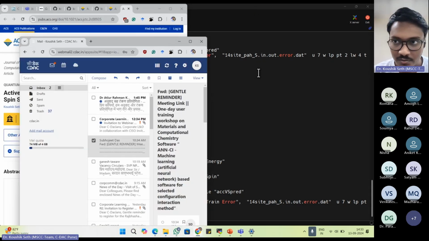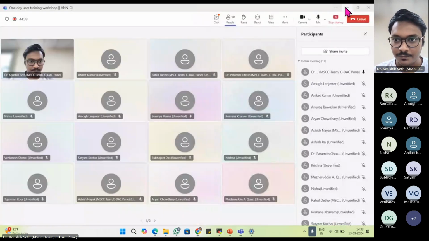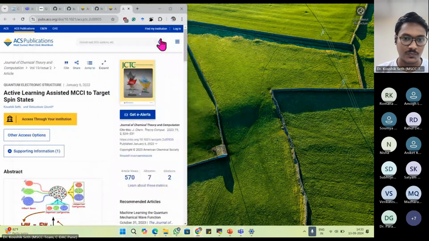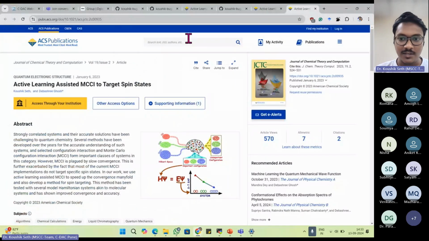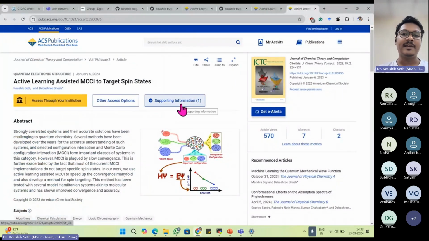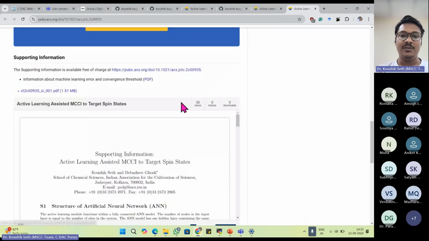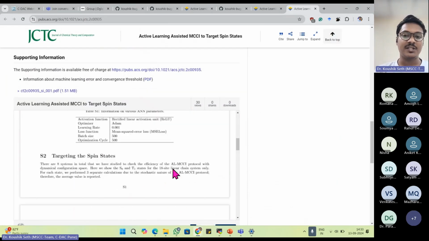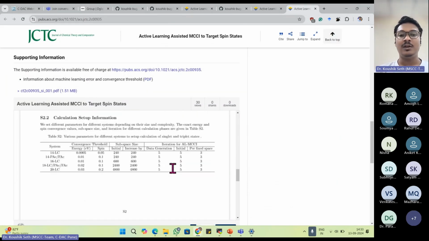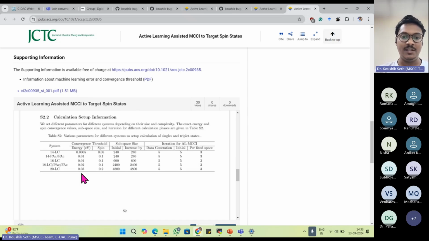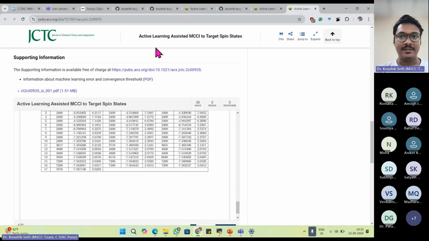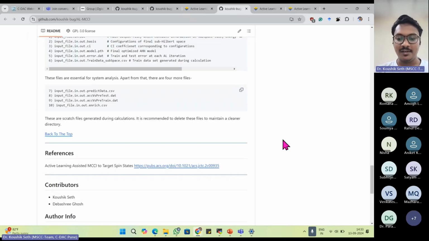Please pardon me, I just figured out something. In the same research article you will get supporting information. In that supporting information section, all the parameters used or changed in the code are given on page S2. From that you can change the parameters, and the logic behind the parameters is given in the main article.